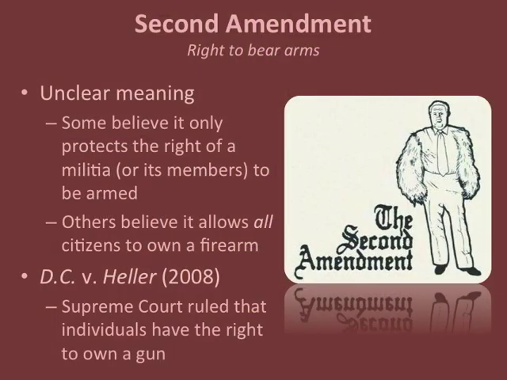The Second Amendment to the Constitution is probably one of the most controversial, if not the most controversial, not only because gun rights and gun control are a big debate in our country today, but also because the wording of the Second Amendment is a little bit vague. The exact text of the Second Amendment is, "A well-regulated militia being necessary to the security of a free state, the right of the people to keep and bear arms shall not be infringed."